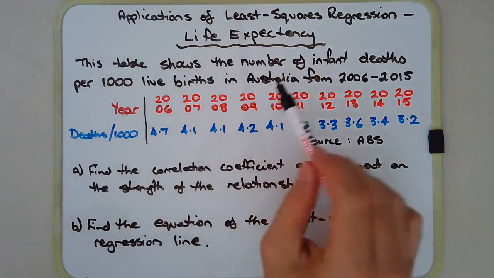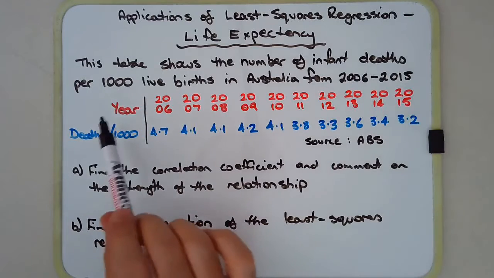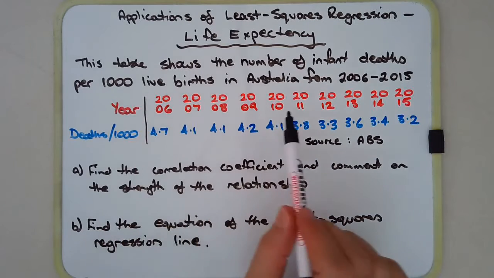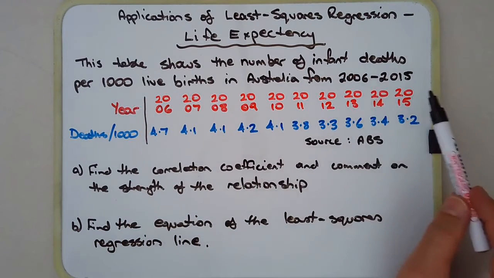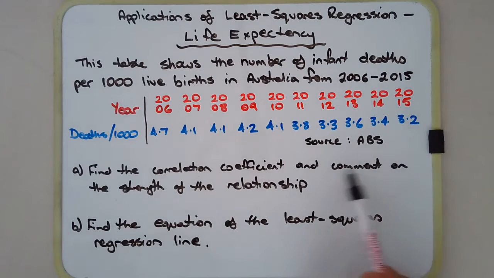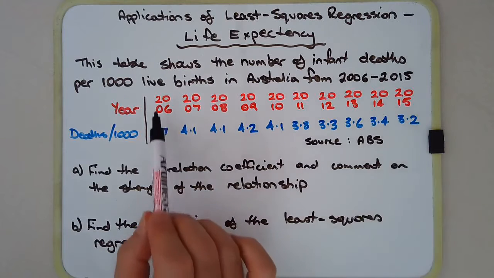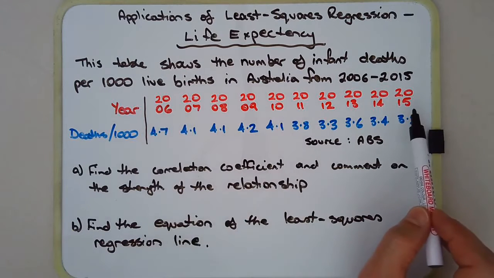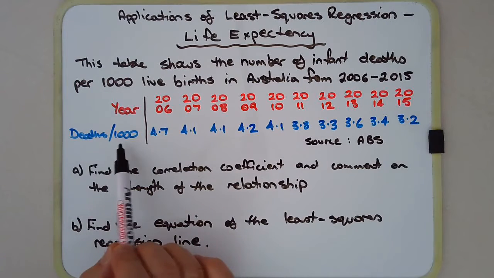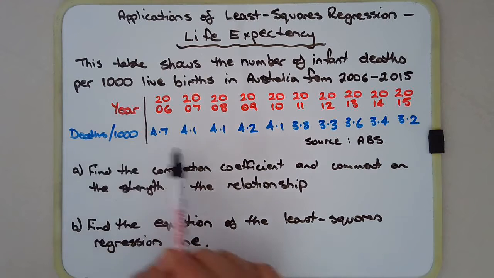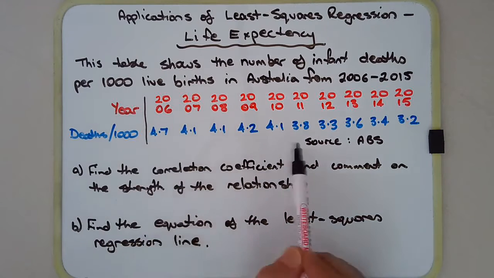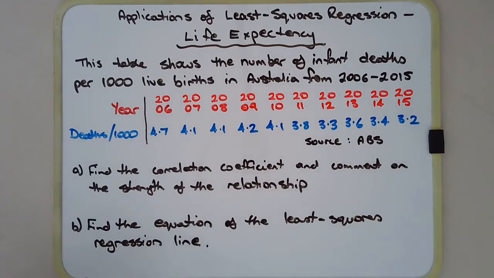This table shows the number of infant deaths per 1,000 live births in Australia from 2006 to 2015. The source of this data is the Australian Bureau of Statistics. The year, which I've written in red, goes from 2006 to 2015, and the deaths per 1,000 live births is in blue: 4.7, 4.1, and so on to 3.2.